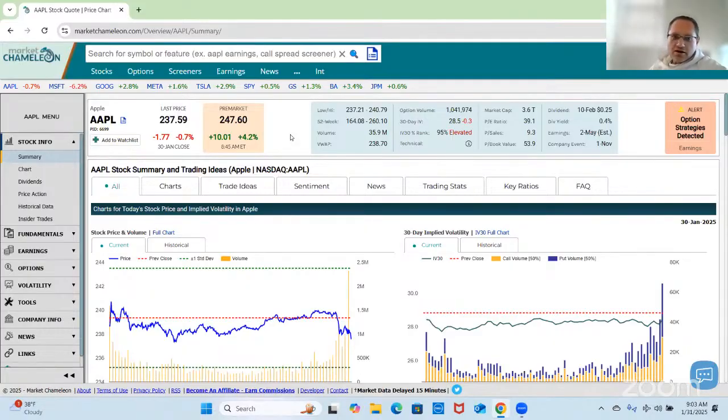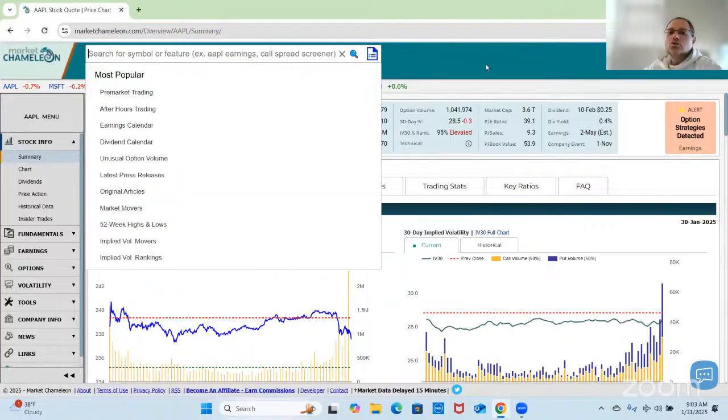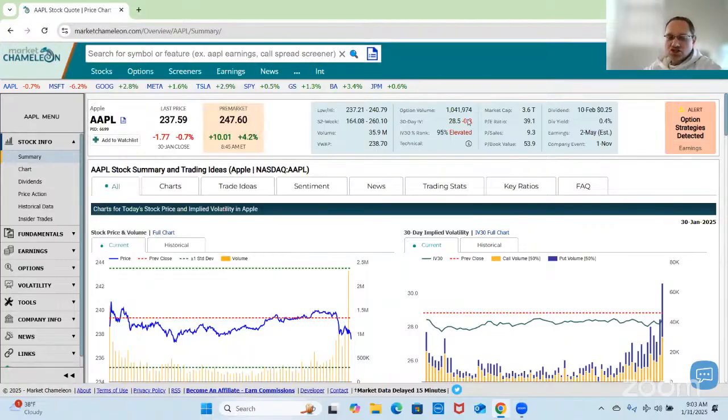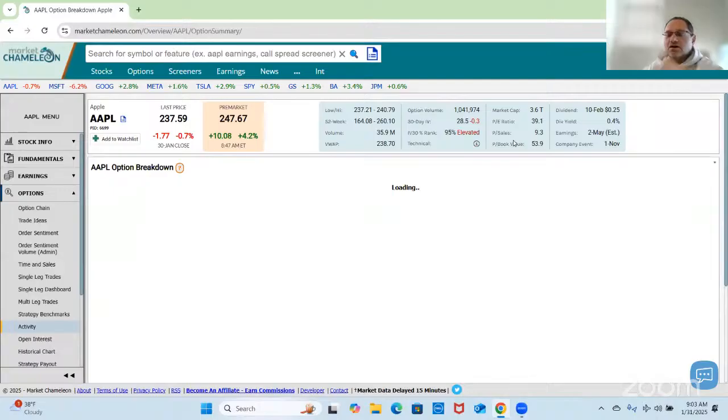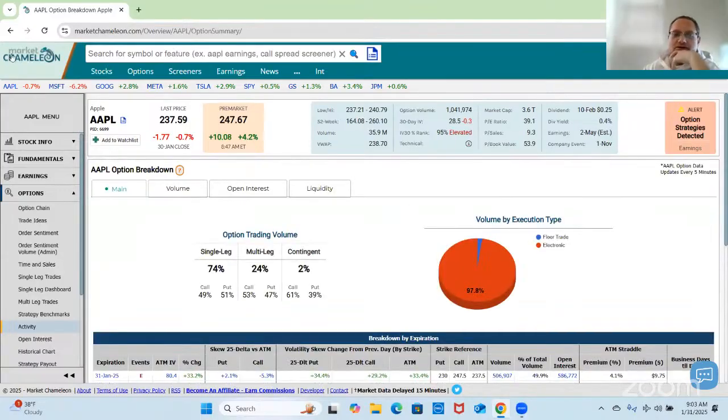So to do that, we're going to go to a stock symbol. I just picked Apple here. If you type in Apple up here in the search, you will land on this summary page. And what we're going to go to is under options. Let's go to this activity section over here. We'll click on activity, and this will bring up a new page of options activity.